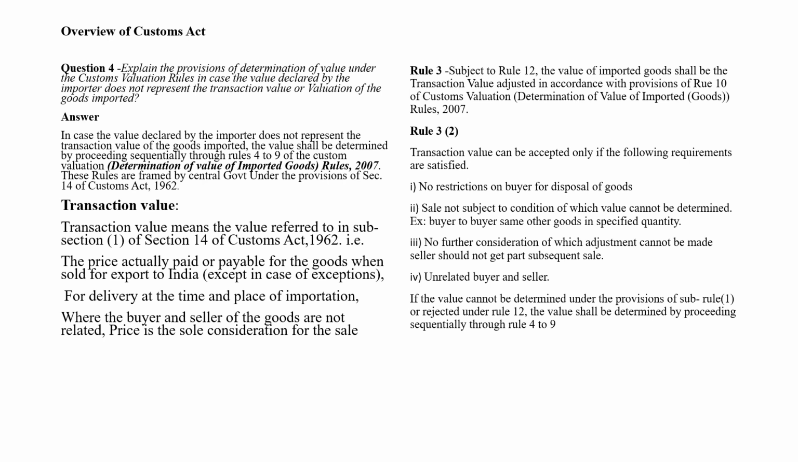For example, buyer to buy same other goods in a specified quantity. Third, no further consideration of which adjustment cannot be made. Seller should not get part of the subsequent sale. Next point, unrelated buyer and seller. If the value cannot be determined under the provision of sub-rule 1 or rejected under Rule 12, the value shall be determined by proceeding sequentially through Rule 4 to 9.